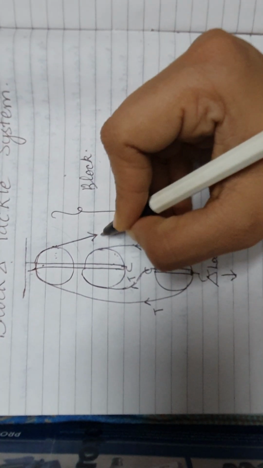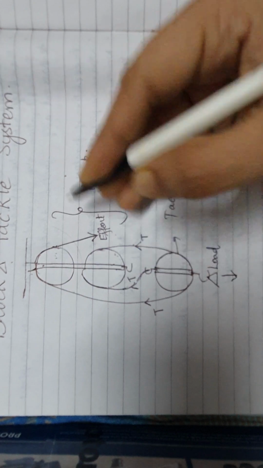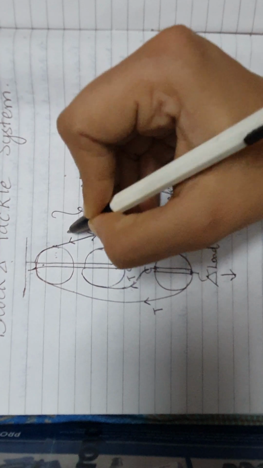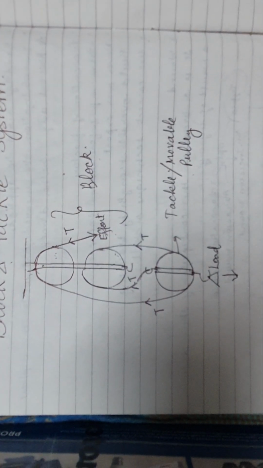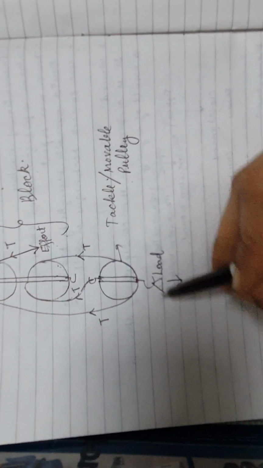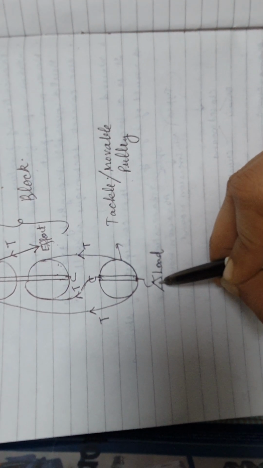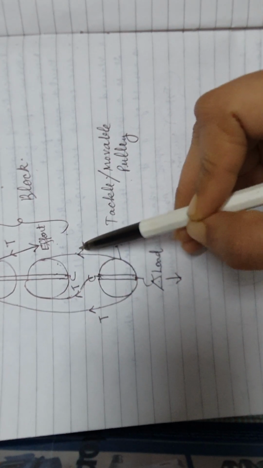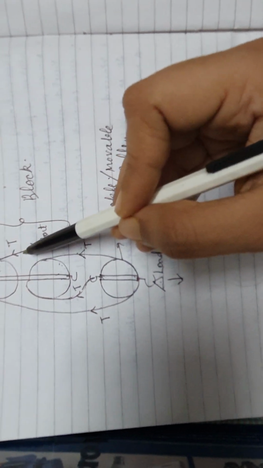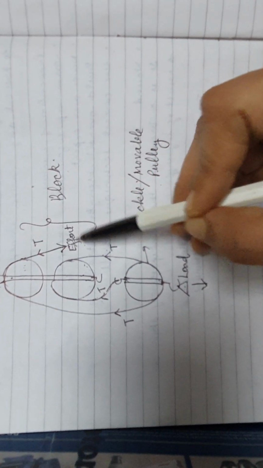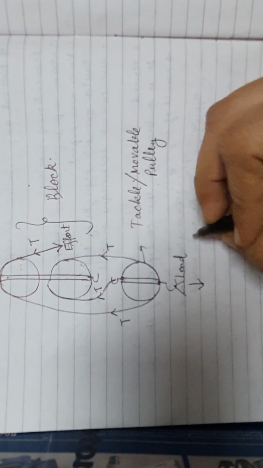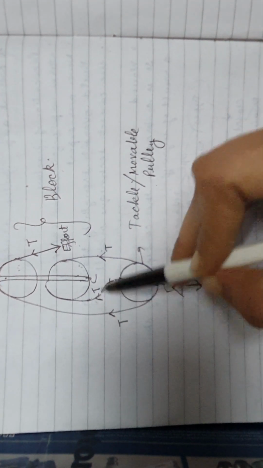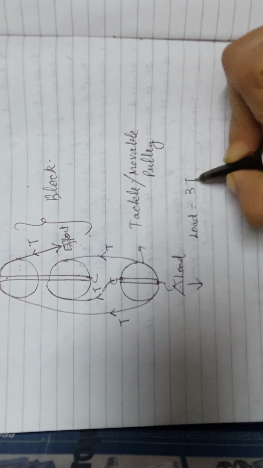Along with that, children, because effort is being applied in the downward direction, again tension is going to act here in the upward direction. So now you can see this particular load is balanced by how many tensions? Just count 1, 2, 3. We are not going to count this tension because it is used to balance the effort, not the load. So the load is balanced by 3 tensions, so I am going to write 3T.